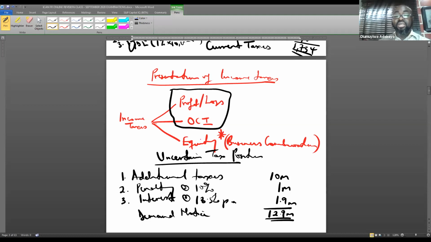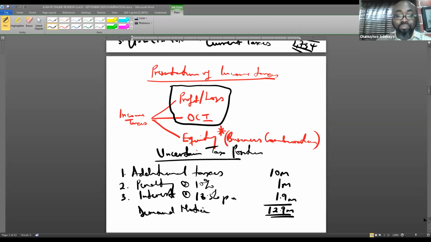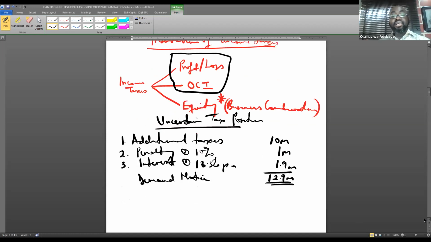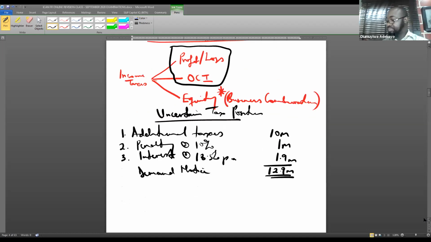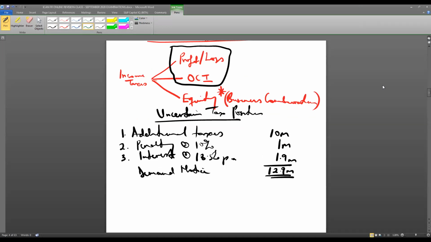12.9. The question then is, this 12.9, is it income tax? Who can answer that question? Is 12.9 income tax? Can somebody answer that? I don't think so. Just the additional tax component.